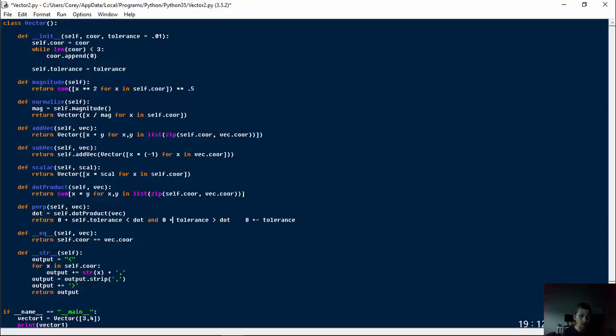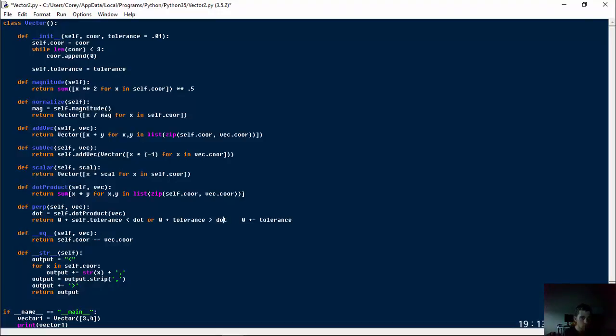If I were to put or here, you could probably see where this would go wrong. Because it could be less than 0 plus the tolerance, but it could be like negative 30 or something, or it could be greater than 0 minus the tolerance, but it could be like 50, the dot product, right? So I want to make sure it's within 0 plus or minus the tolerance by checking if it's less than 0 plus the tolerance, and if it's greater than 0 minus the tolerance, right? If it's within that range. Okay, so that's what I'm doing there. Just make sure 0 plus the tolerance.